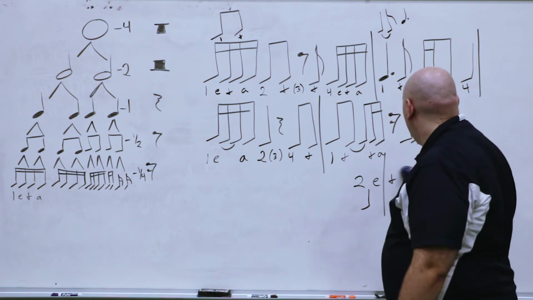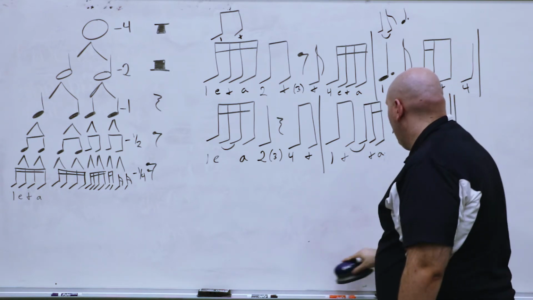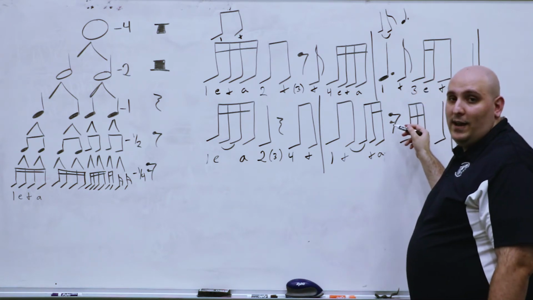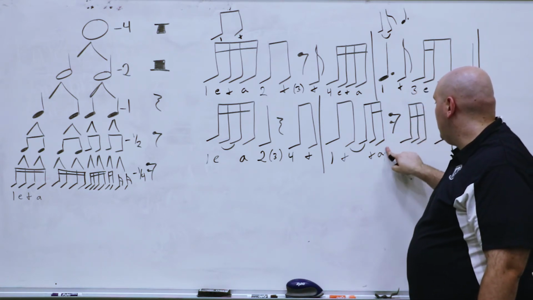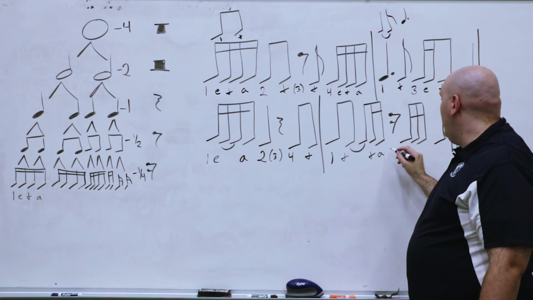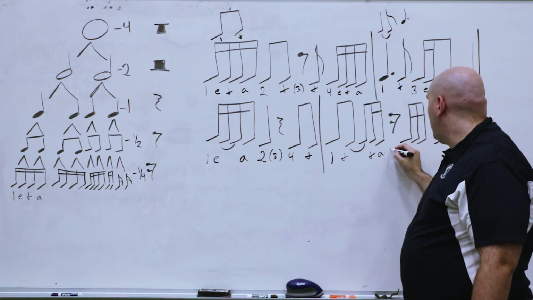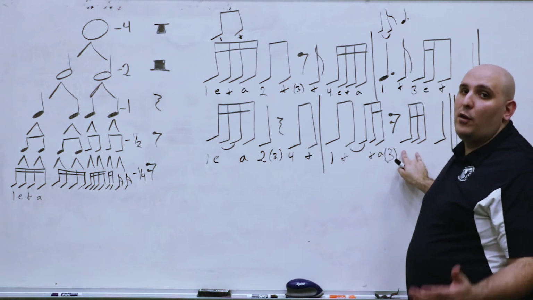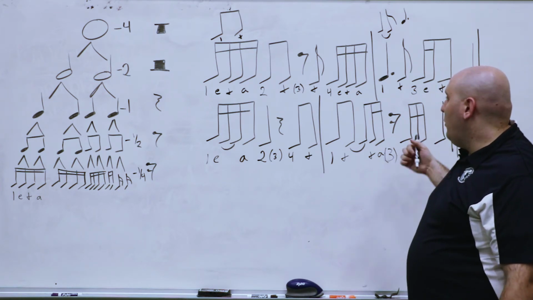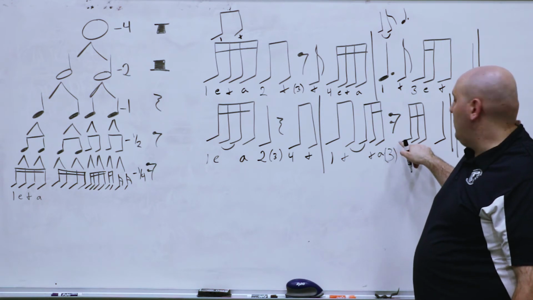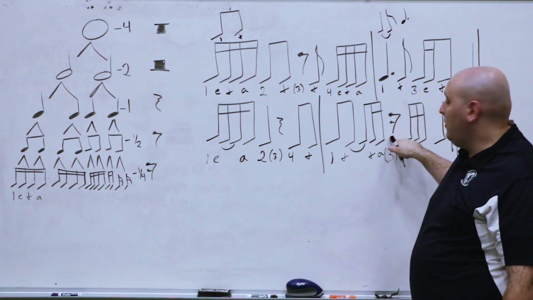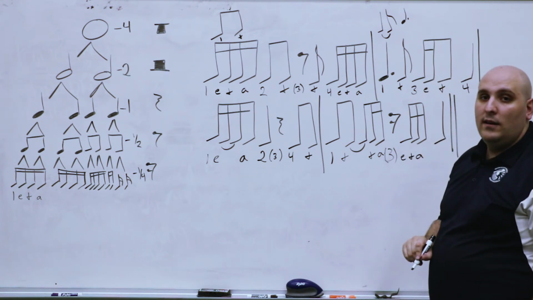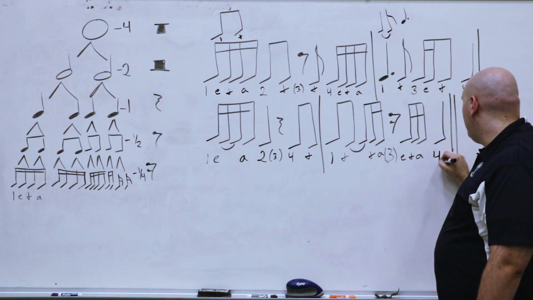Then we have a 16th rest, which can be identified by the 2 flags. That falls on beat 3. Now we have a group of just 3 16th notes. We could think of this as the same as if it was 4. We have 3, the first 16th note, E and a. And finally, beat 4.